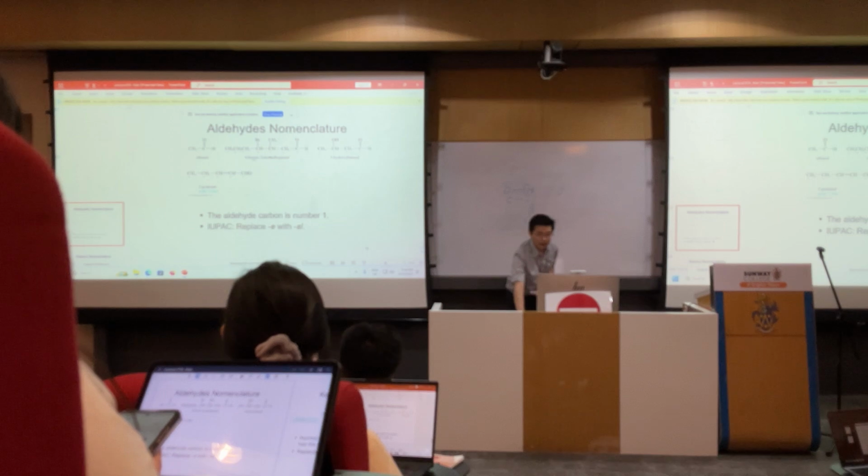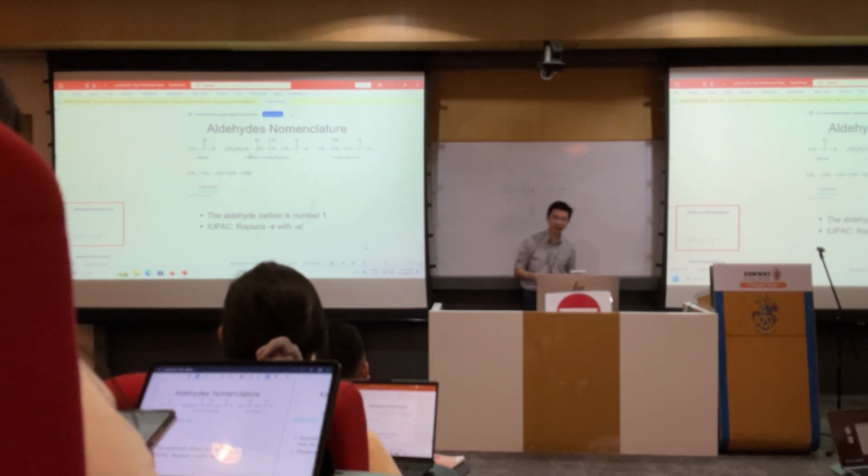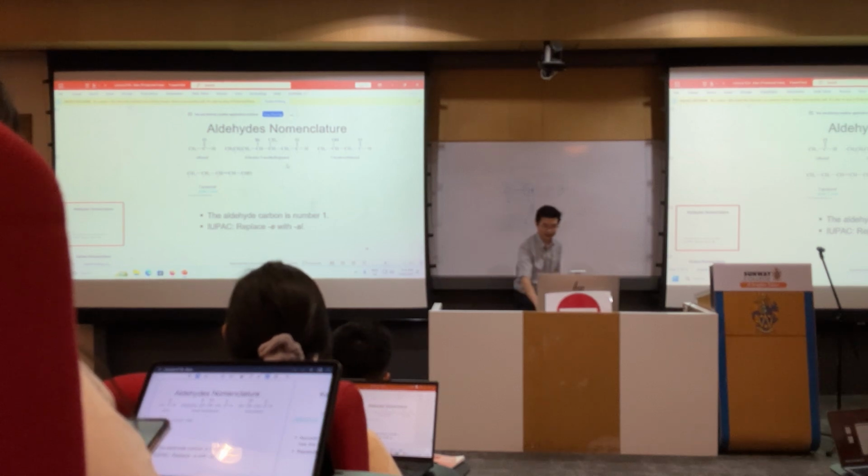So we identify the longest chain with the highest number of carbons, and then put in the numbering based on the presence of the functional group. So in this case, the carbonyl group. So this is carbon number 1, 2, 3, and so on and so forth. So the IUPAC name for this one is 3-methylheptanal.